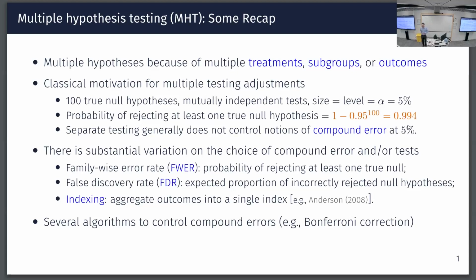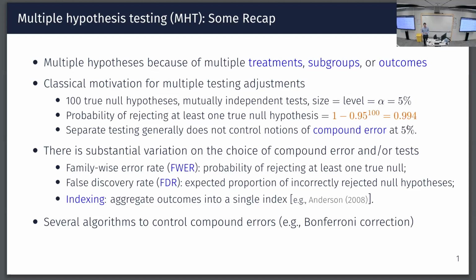A typical example is, for instance, if I want to control the family-wise error rate, for which there exist many algorithms, and this really means that I want to control the probability of at least one false rejection. But I can also think about other notions of compound error. One example is the false discovery rate, which is the expected proportion of false rejections over the overall rejections.